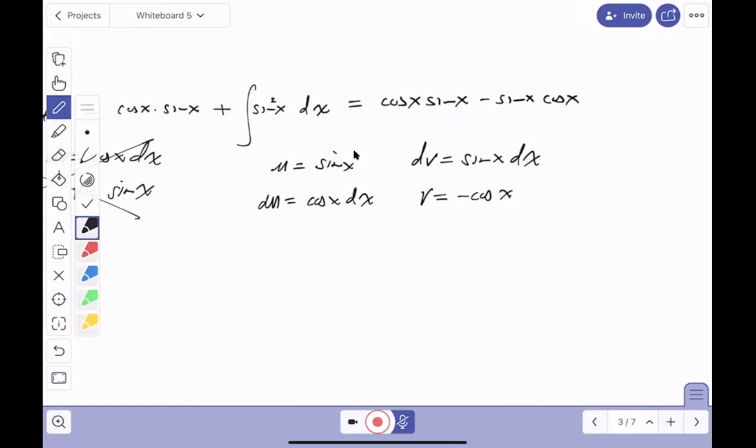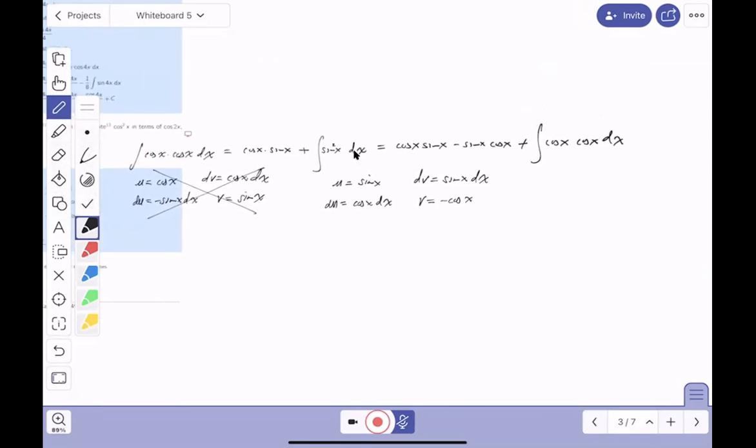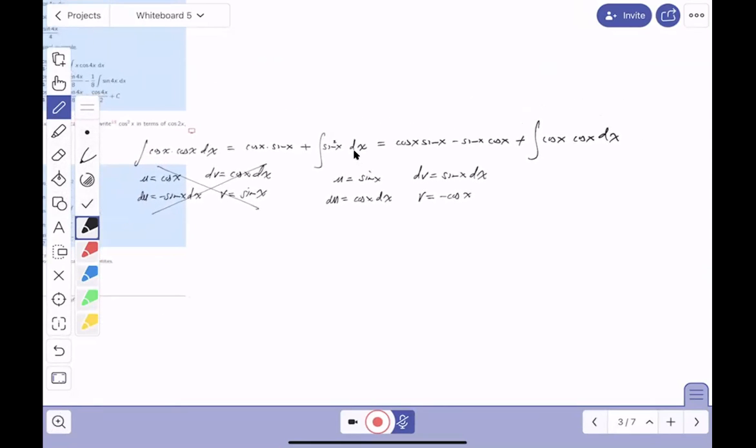And then what do we get now? Minus, I just did the uv, now v du. So it's going to be plus cosine x. And then du, which would be cosine x dx. Wow, it looks like I'm in an infinite loop, an absolute infinite loop.